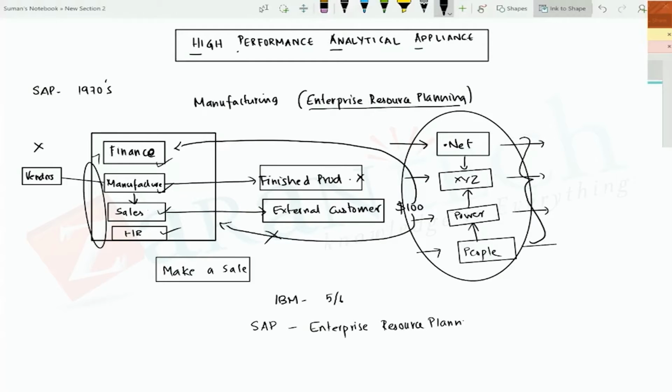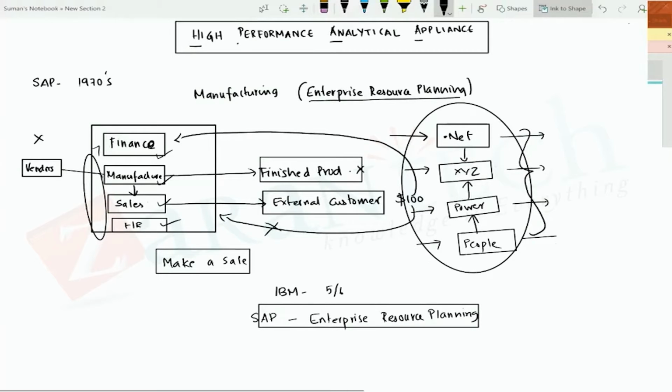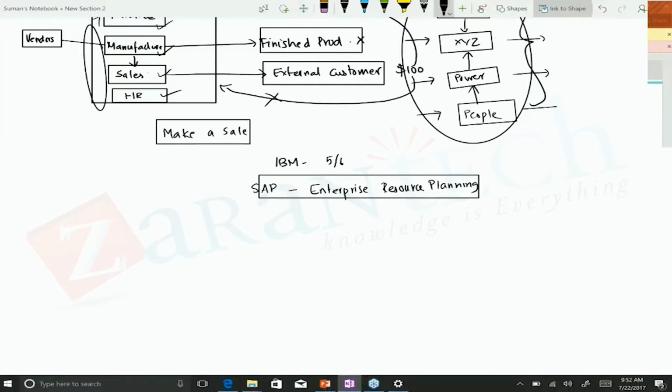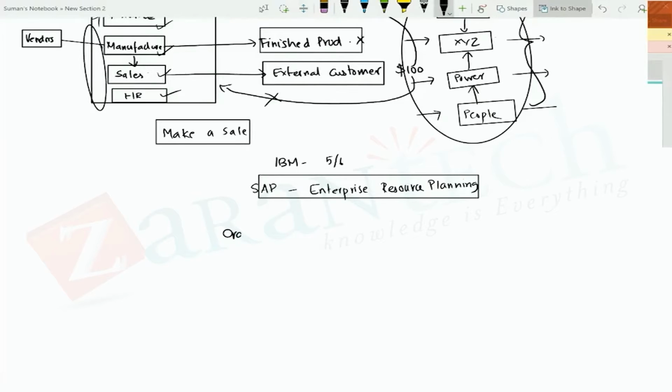So the reason why we spent about 5 minutes talking about this is you need to understand the context behind why SAP came into the market, right? So that's what I'm trying to do here. When ERP solutions became popular in the 1970s, there were only 2 market products available. One was Oracle and the other one was SAP.